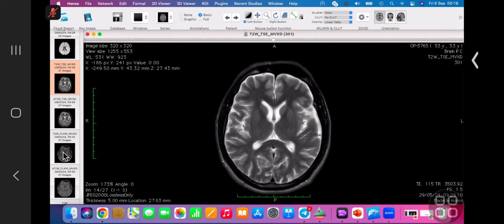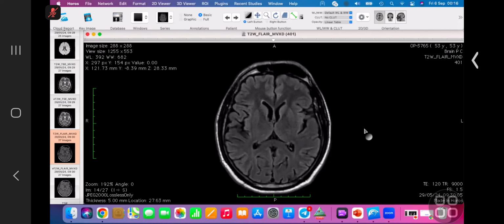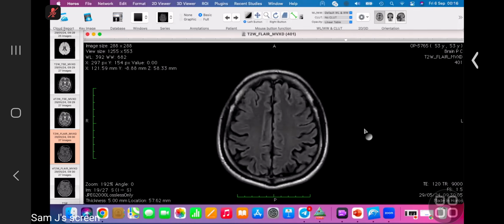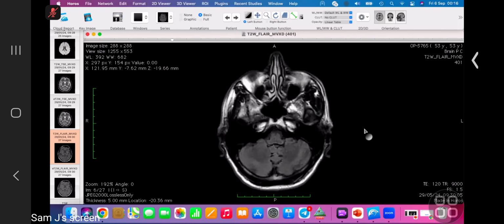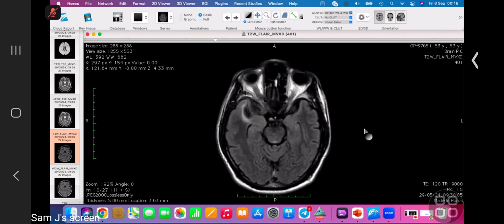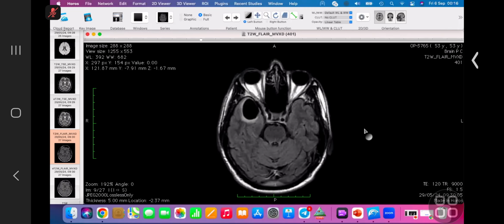Okay, that's the FLAIR images for you. You can scroll quickly. That's the FLAIR. Okay, this is a FLAIR sequence for the same patient. I can see that the mass lesion appears hypointense in the FLAIR sequence, and I can see that it is surrounded by mild edematous changes.